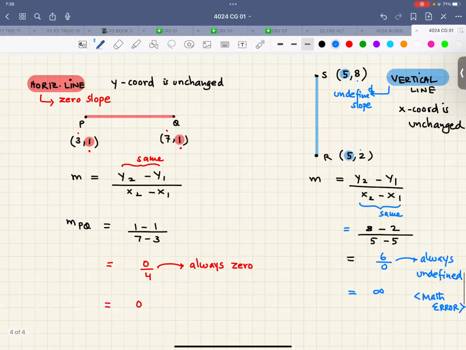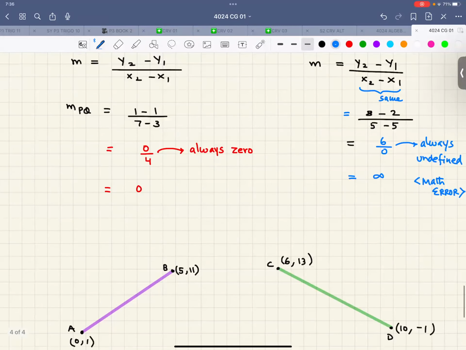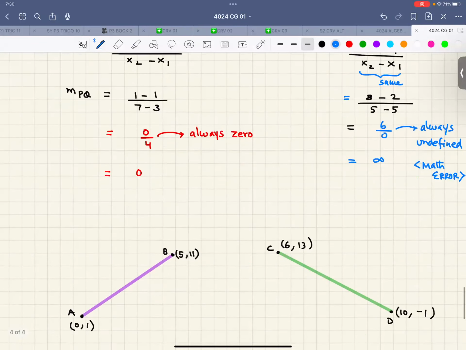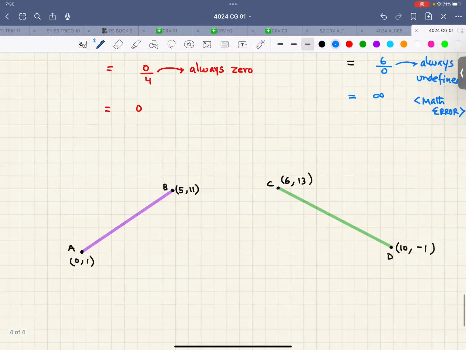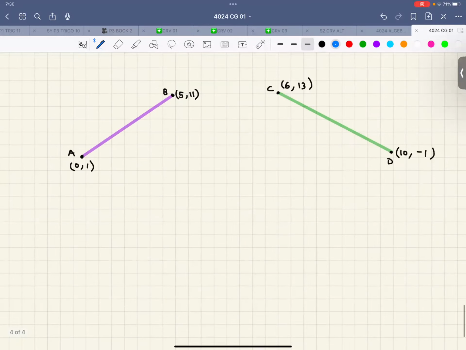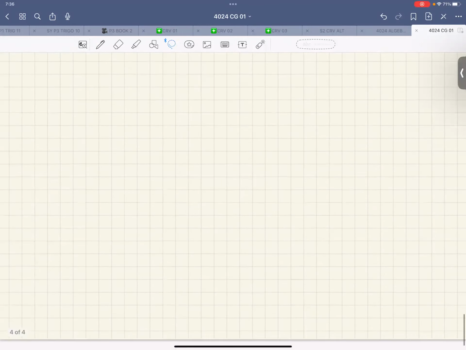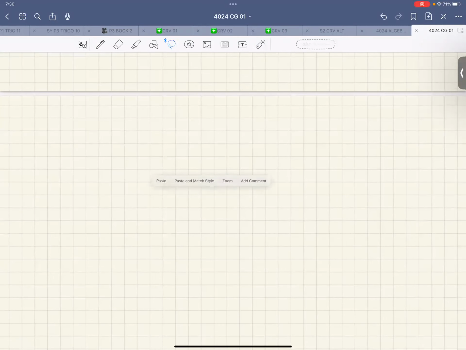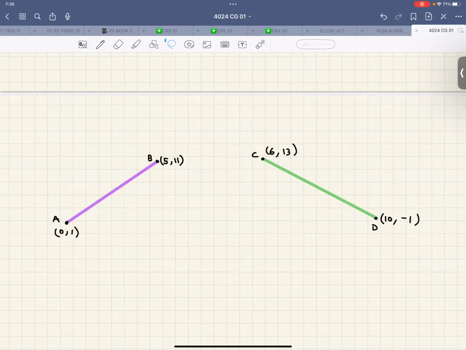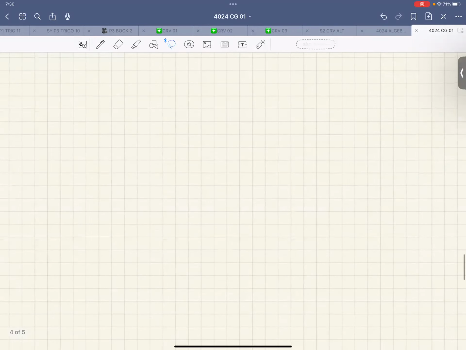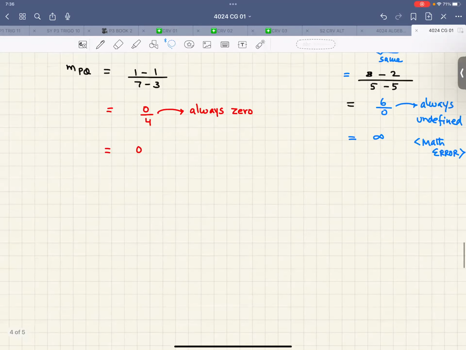Now, why is 0 divided by 4 always 0? Why is 6 divided by 0 always undefined? Let me explain this on the same page, and let me take these two to the next page. So let me cut it, let me paste it over here, and let me go back over here. Now, let me explain this idea this way.